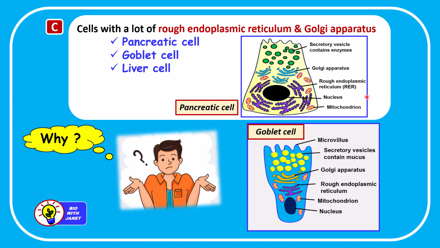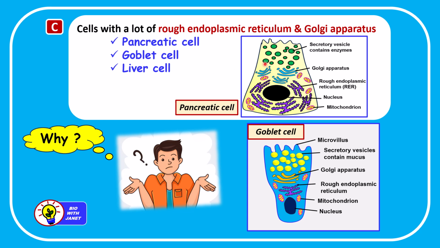The third and the fourth organelles that we're going to discuss are the rough endoplasmic reticulum and the Golgi apparatus. Cells with a lot of rough endoplasmic reticulum, in short RER, and Golgi apparatus are the pancreatic cells, goblet cells, and liver cells.